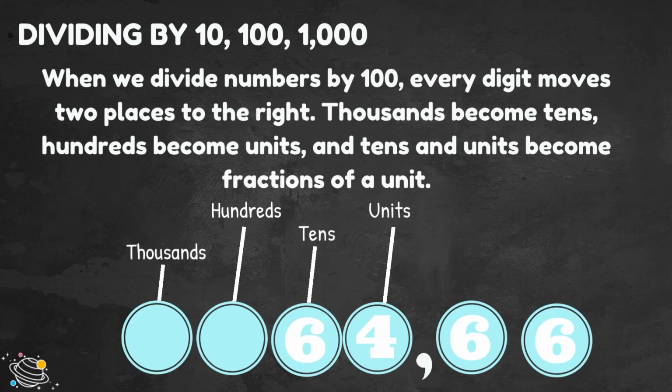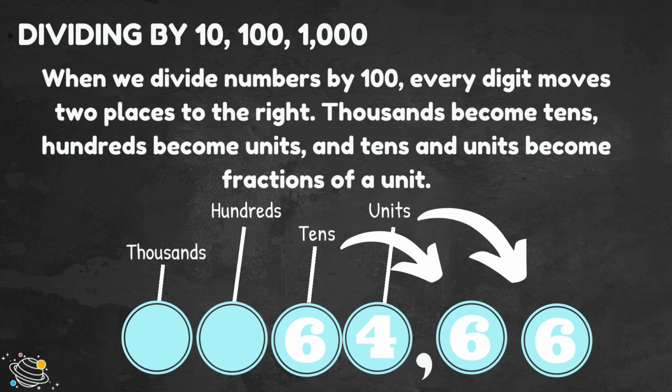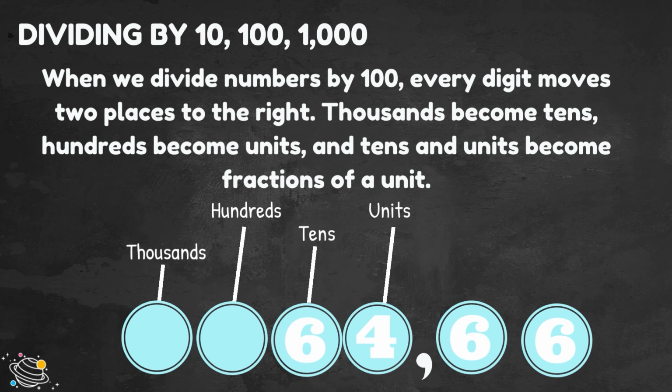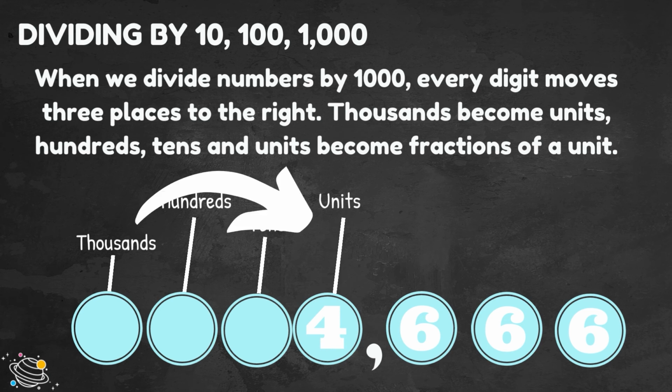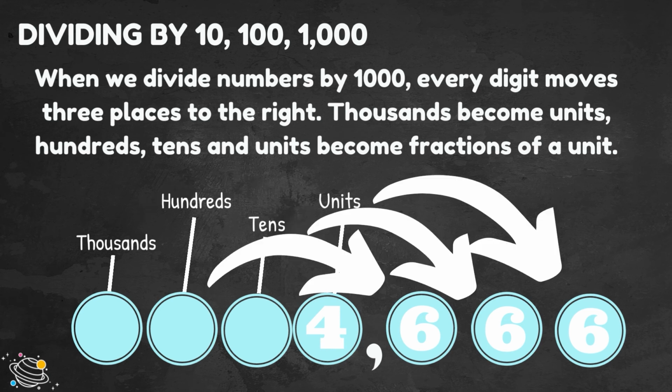When we divide numbers by 100, every digit moves 2 places to the right. Thousands become tens, hundreds become units, and tens and units become fractions of a unit. When we divide numbers by 1,000, every digit moves 3 places to the right. Thousands become units, hundreds, tens, and units become fractions of a unit.